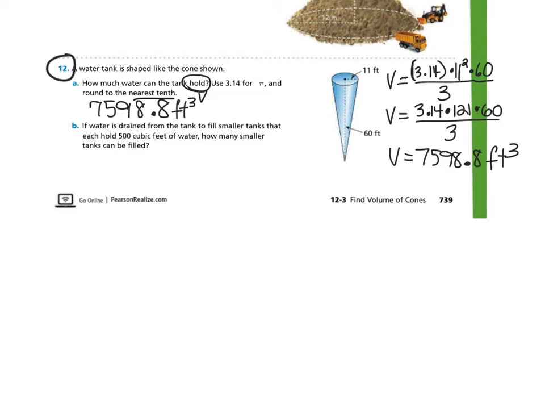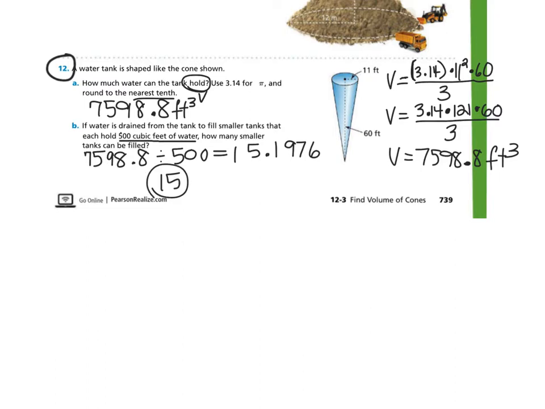The volume of this tank is 7,598 and 8/10 cubic feet. For part B, it asks us to think about if water is drained from the tank to fill smaller tanks that each hold 500 cubic feet of water, how many smaller tanks can be filled? Well, we need to find out how many times 500 goes into that amount. So we're going to divide that volume by 500, and we see that we get a decimal number. So how many smaller tanks can be filled? 15.